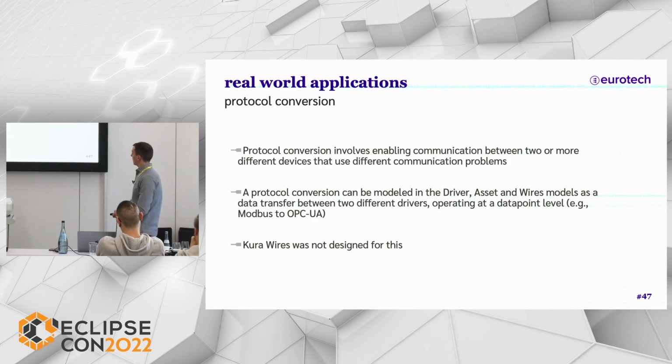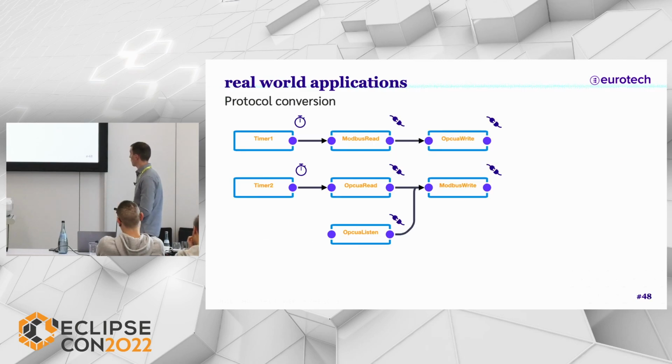Another application that I want to mention is protocol conversion. So, for example, suppose that you have two PLCs, two devices that talk different and incompatible protocols, and you want to have them talking together. You can use also a Kura wire to do this, if you can model the whole thing as a data point transfer between two drivers. Initially, this application was not foreseen, but it is something that came out for free. Basically, you have an asset that reads from one protocol and writes to the other, and you can have also the other way around.